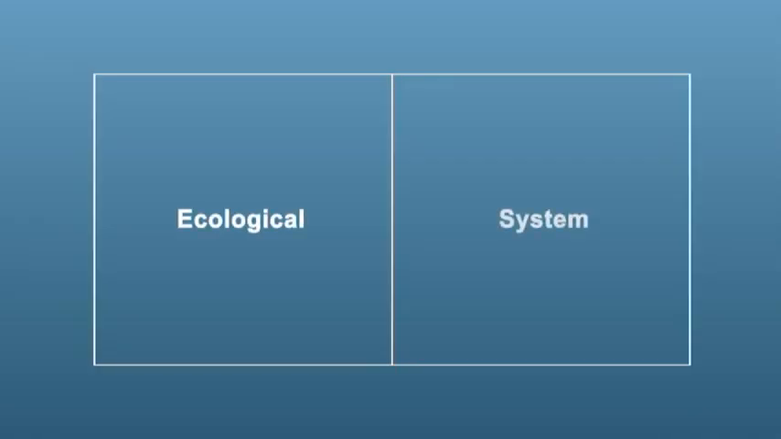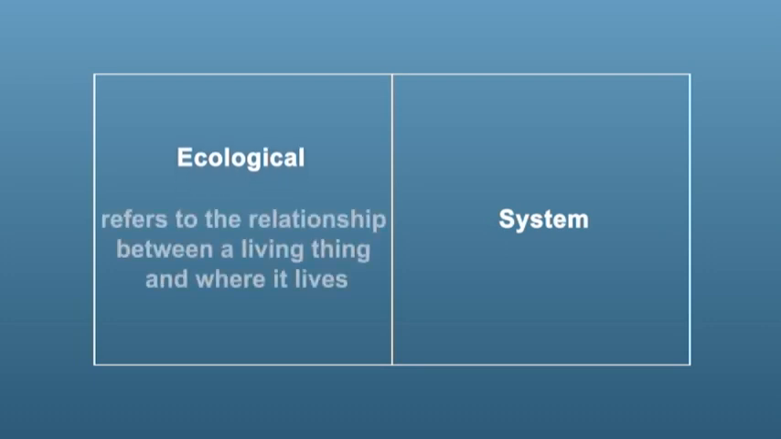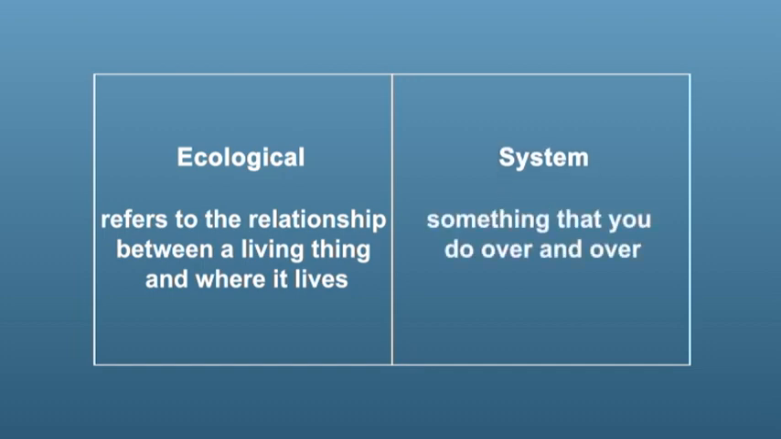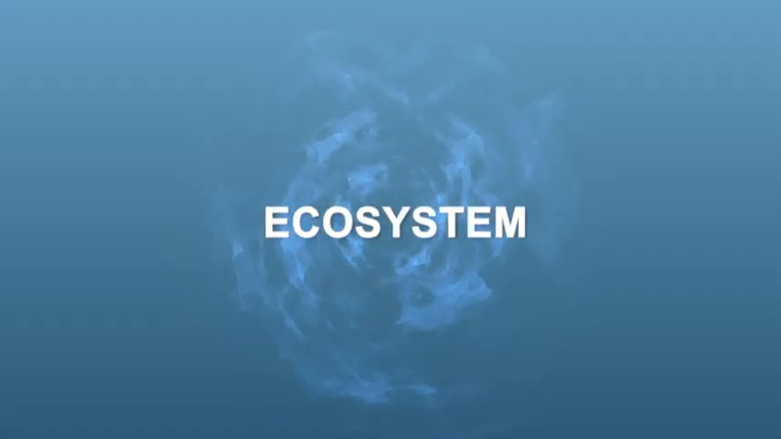The word ecosystem is split into two parts, ecological and system. Ecological refers to the relationship between a living thing and where it lives, while system is something that you do over and over. When you combine the two words, you come up with the word ecosystem. This is what a living thing usually does with its surroundings, over and over again.